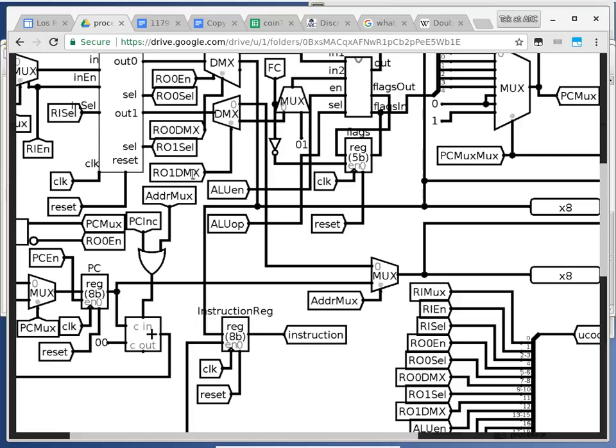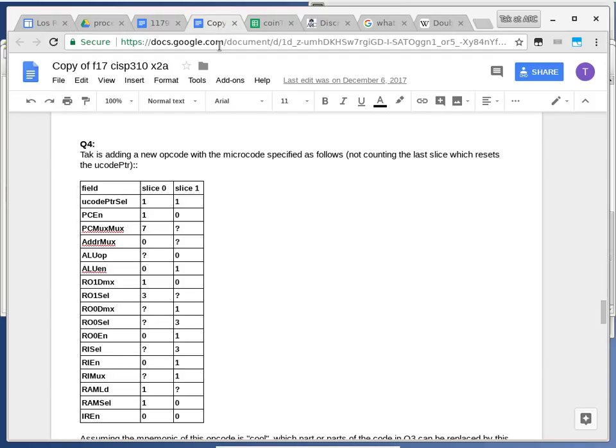So now you go back to the table and then you try to figure that out. Register output 1 select is a 3. So which register are we talking about? Register D. So this is how you analyze a table like this to try to figure out what a particular slice is doing.